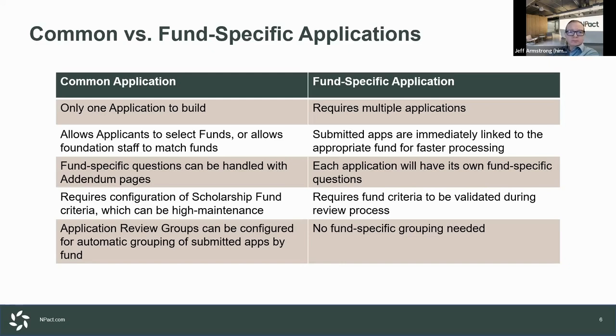And then finally, grouping. As applications get submitted from your applicants, they get grouped internally to application review groups for processing. Those are used to assign to committees or for batch processing, etc. With a common application, you can configure those for automatic grouping. And so you can put all of your athletic scholarships into one group and all of your, whatever sort of groups you need. You can configure those for automatic grouping. But for fund-specific applications, you don't have to mess with that. You don't need fund-specific grouping. They just all come in essentially to one application review group for your processing needs.